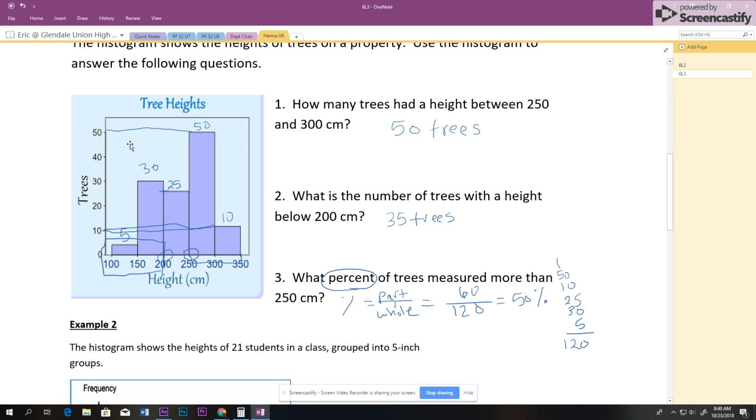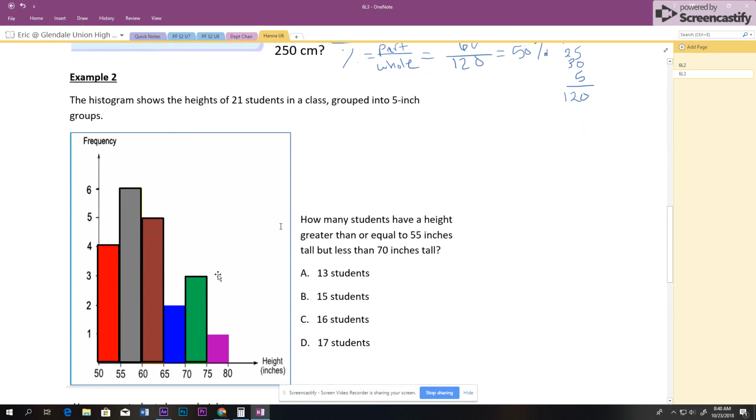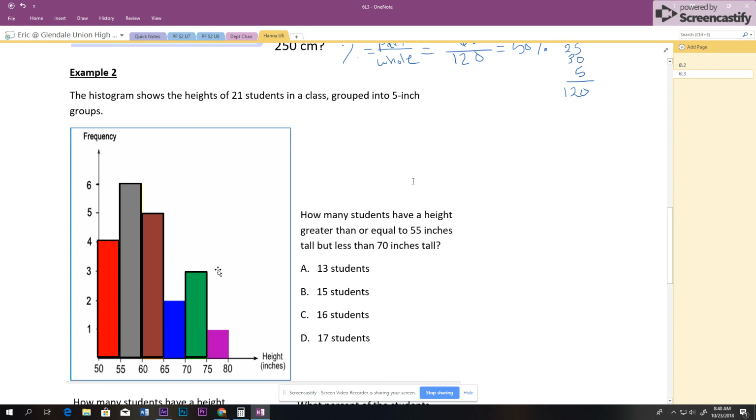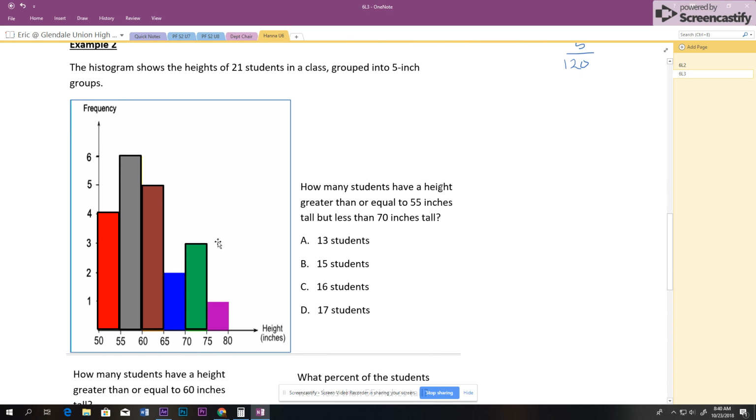All right. So let's take a look at example 2. The histogram shows the heights of 21 students in a class grouped into 5-inch groups. How many students have a height greater than or equal to 55 inches, but less than 70 inches? So that's this number to this number. We're not going to count this bar, that's out, and we're not going to count this bar. Instead, we're going to count these 3. So that is 6, 5, and 2. 6 plus 5 is 11, plus 2 is 13.